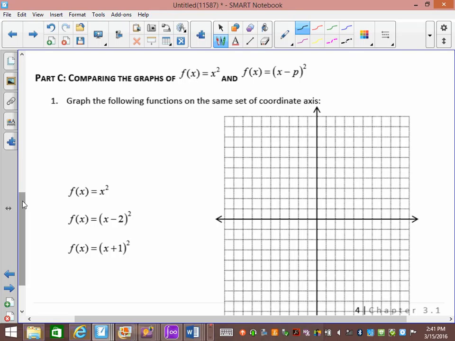So here we have comparing the graphs f of x equals x squared to f of x equals (x minus p) squared. So keep our x squared in our graph calculator. So 0, 0, 1, 1, negative 1, 1, 2, 4, negative 2, 4, 3, 9, negative 3, 9. So y equals x squared. Then in your y2, put in brackets x minus 2 bracket squared. I press graph.